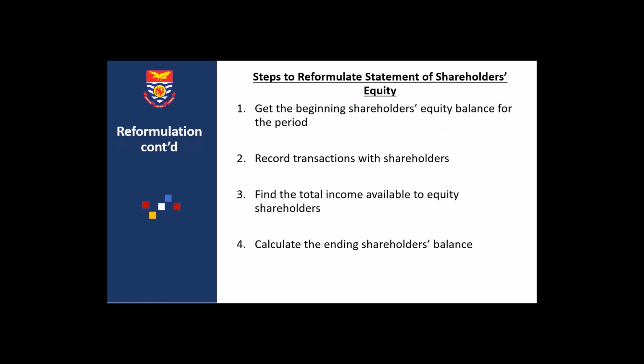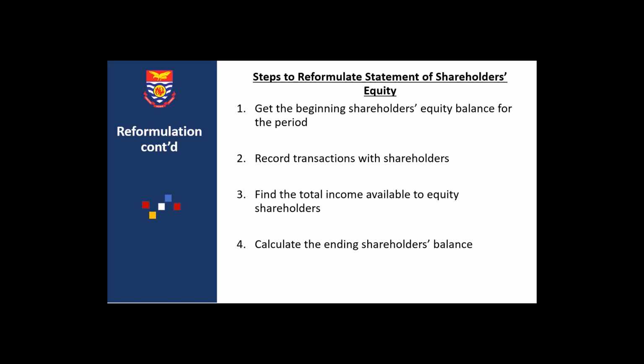A few minutes ago, we mentioned that the statement of changes in equity reflects all transactions that affect shareholders' equity. These are the steps to reformulate the statement. You get the beginning shareholders' equity balance for the period, excluding preference shareholders, because we are dealing with equity shareholders. Now you record every transaction that has occurred with shareholders. These transactions could be dividends paid to shareholders, any share repurchase, or any proceeds from issuing equity shares.